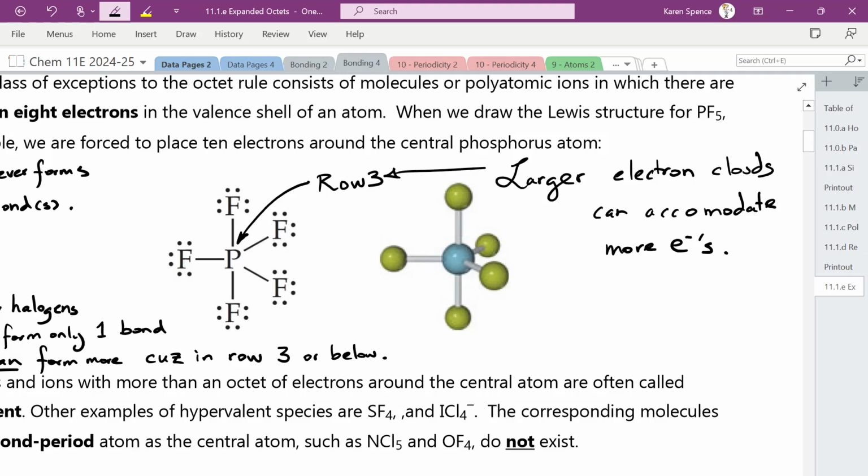Okay, so if we look at phosphorus, we get PF5, and since fluorine can only bond once, it has to look like that because everybody has to be stuck to the P. And how many electrons does that give phosphorus? That gives phosphorus 10 electrons. 2, 4, 6, 8, 10 electrons.